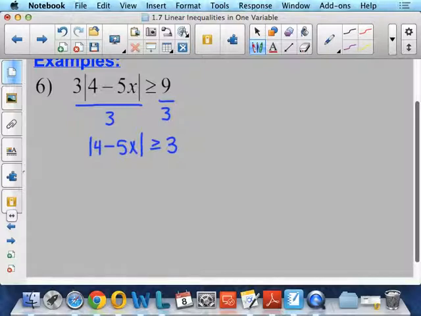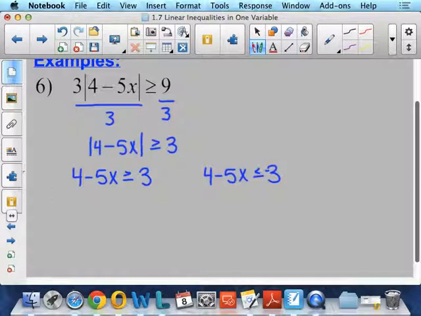Okay, since the absolute value is greater than a number, now I'm going to have a compound inequality. So I'm going to take what's in the absolute value, keep the same sign, so greater than or equal to the positive, so it's greater than or equal to positive 3, and take the absolute value, and now it's going to be less than or equal to the negative, so negative 3. So now I'm just going to solve two different inequalities.